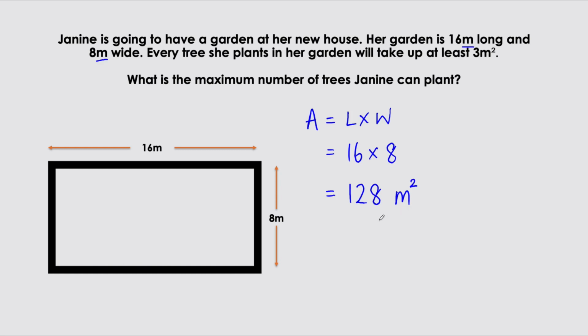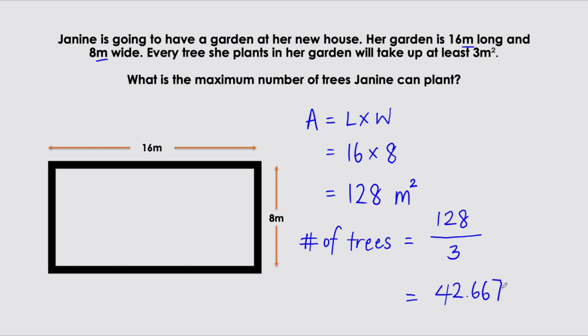Okay? Now she's going to plant trees in her garden and they take up at least 3 meters square. So how do we find out the number of trees Janine can plant? So the number of trees would be the total area, which is the 128 meters square, divided by how much space each tree will take. So that would be 3. And if you put this in your calculator, you will get 42.66 recurring, ending in 7.